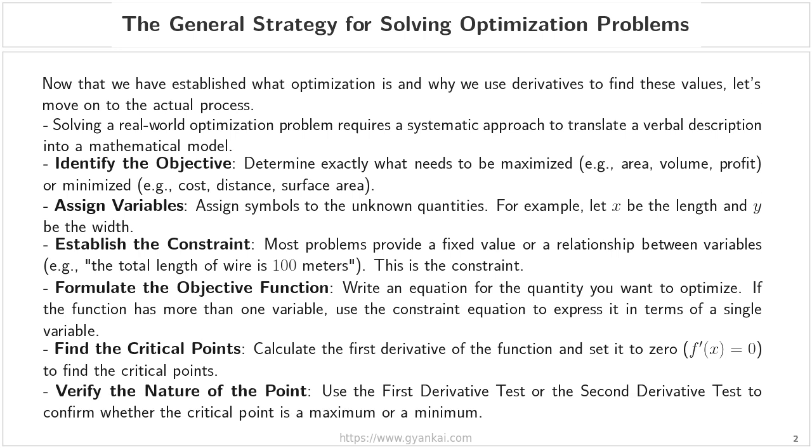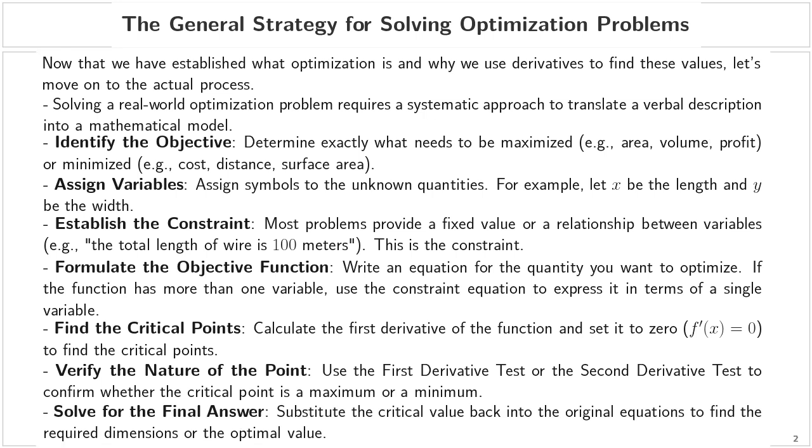Sixth, you must verify the nature of the point. Simply finding a critical point is not enough. You have to prove whether that point is a maximum or a minimum. To do this, you will use either the first derivative test or the second derivative test. Finally, we solve for the final answer. Once you have the optimal value for your variable, you substitute it back into your original equations to find the required dimensions or the final maximum or minimum value. In the following slides, we will apply this exact step-by-step strategy to two different examples to see how it works in practice.